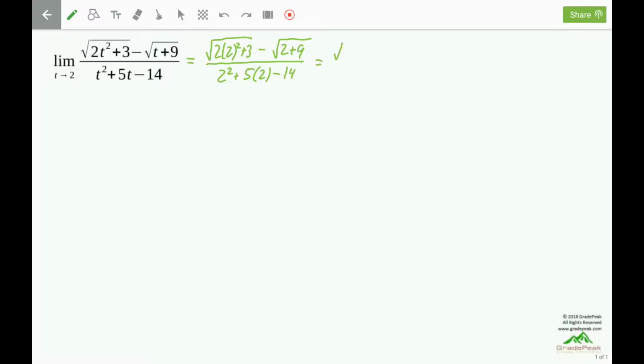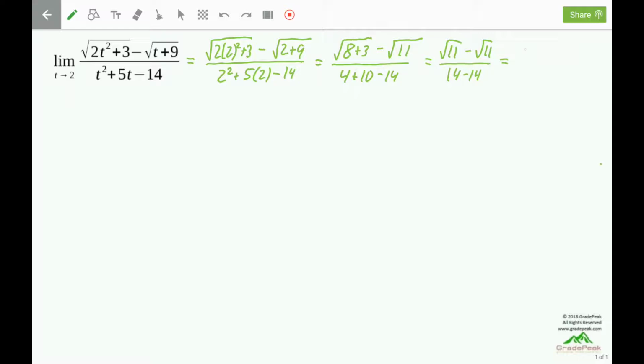In the numerator, 2 squared is a 4 times another 2 is an 8 plus 3 under the root, and then 2 plus 9 is an 11 under the root. In the denominator, 2 squared is a 4, 5 times a 2 is a 10, and minus 14. In the numerator, the root of 8 plus 3 is 11, minus the root of 11. In the denominator, 4 plus 10 is a 14, minus a 14.